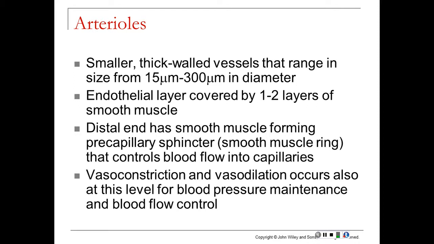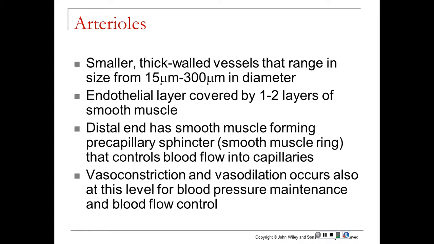The arterioles are smaller thick-walled vessels that range in diameter from 15 to 300 micrometers. They have an endothelial layer and 1 to 2 layers of smooth muscle, so they're not quite as muscular as those thicker arteries. The distal end has smooth muscle forming what's called a precapillary sphincter. It's basically a smooth muscle ring controlling the flow of blood into the capillaries. Those precapillary sphincters will open and close at different times, adjusting blood flow at the tissue level.